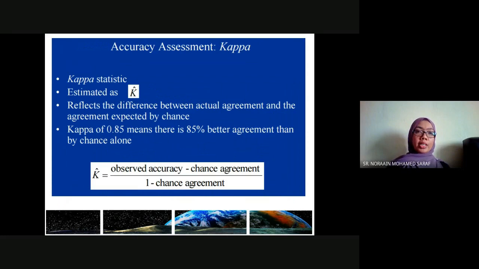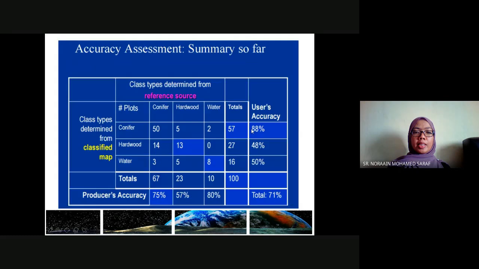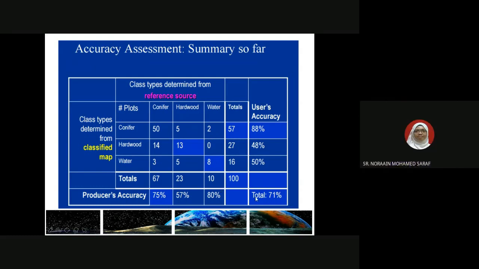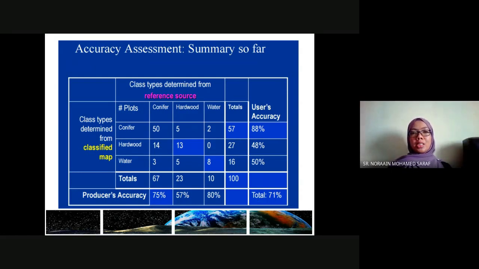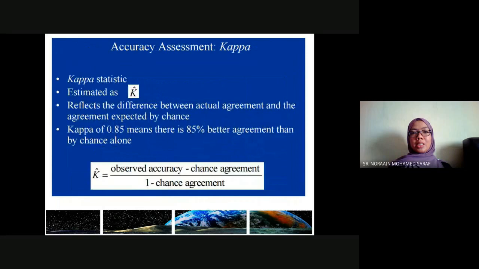So kita tengok pula dia punya Kappa statistics. Kita nak tengok, tadi first kita tengok accuracy dia, total accuracy dia ni 71%. Lepas tu kita tengok user's accuracy untuk setiap classes dan kita tengok producer's accuracy untuk setiap classes juga. Tapi kita nak tengok dia punya statistik ketepatan dia dengan nilai sebenar. So kita tengok dia punya Kappa statistik. That estimated Kappa.